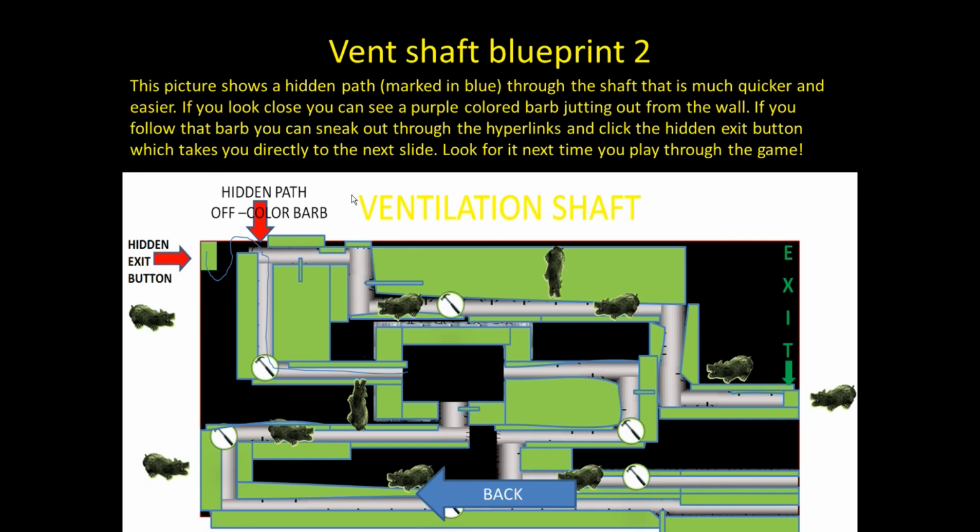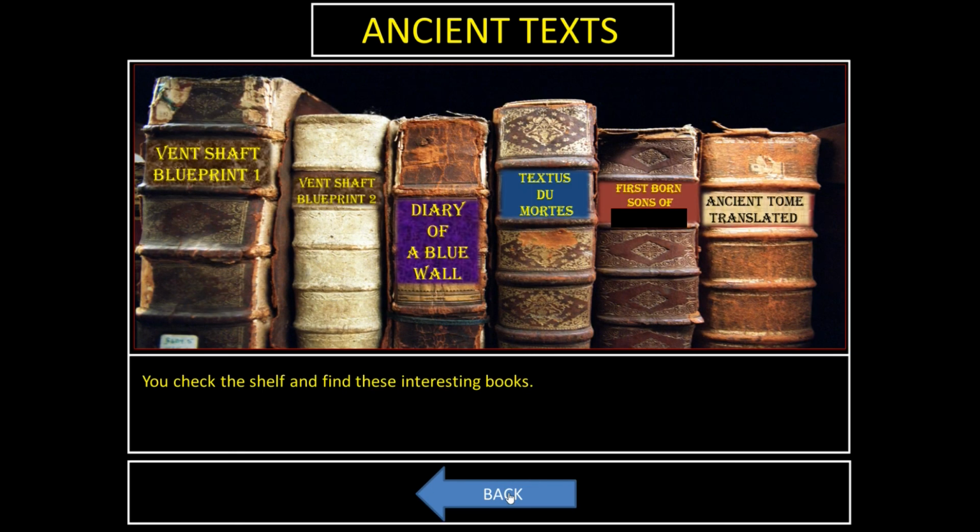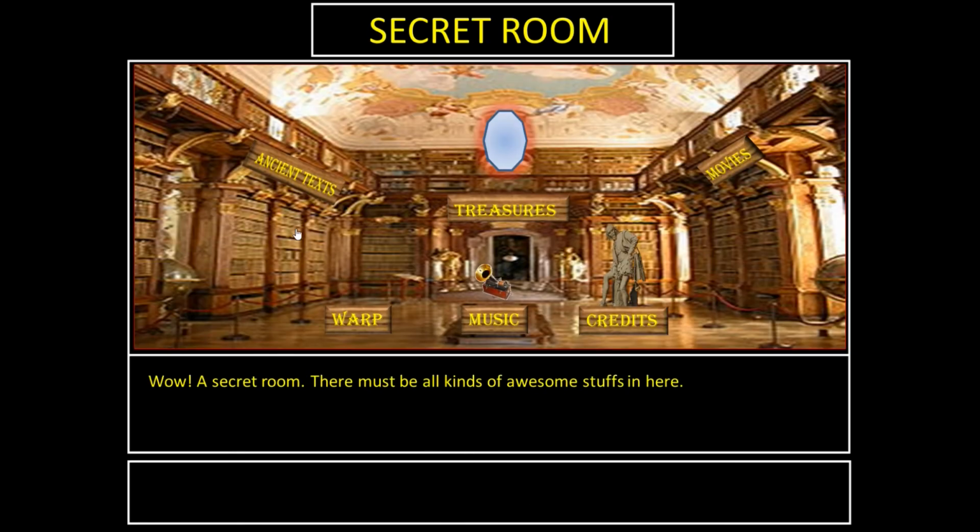And what is this one? This picture shows a hidden path marked in blue, though I later changed that to red. Look for it next time you play through the game. And warp to different rooms. Credits. I can't click on credits. That was never finished, I guess.